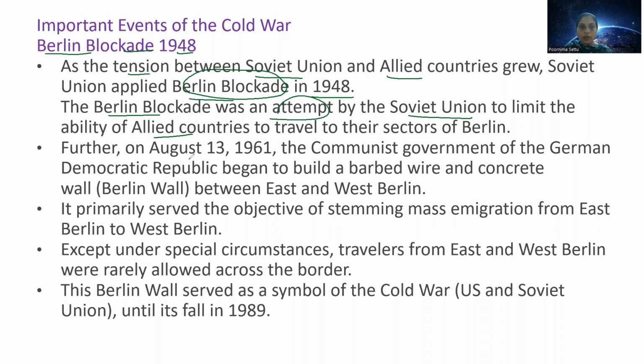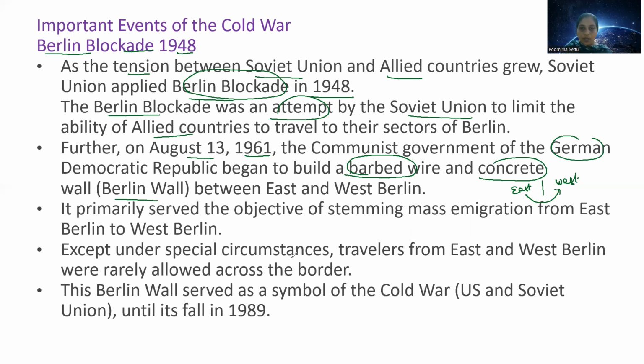So next, on August 13, 1961, the communist government of the German Democratic Republic began to build a barbed wire and concrete wall. That concrete wall is called the Berlin Wall, between East Berlin and West Berlin. It served the objective of stemming mass emigration from the east to West Berlin.